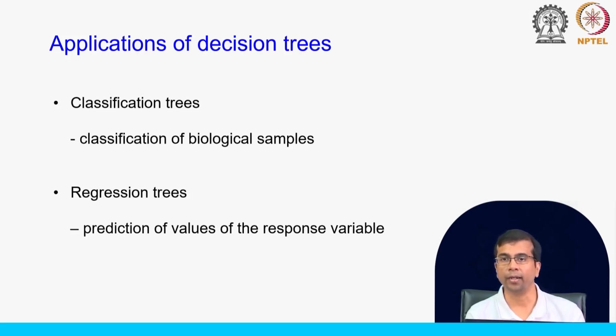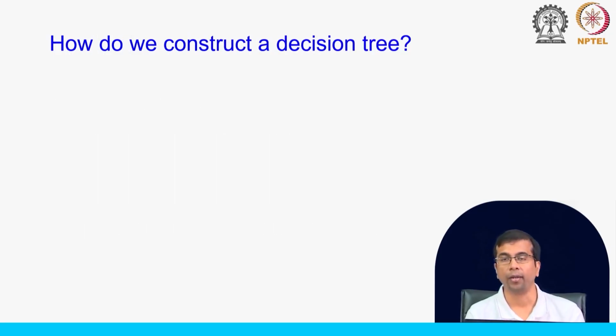Okay, so now we understand the structure and applications of decision trees. Let's now look into how we can construct a decision tree. If we have data, how can we construct a decision tree? There are two key questions, or two parameters, that we have to deal with when we are going to build a decision tree.